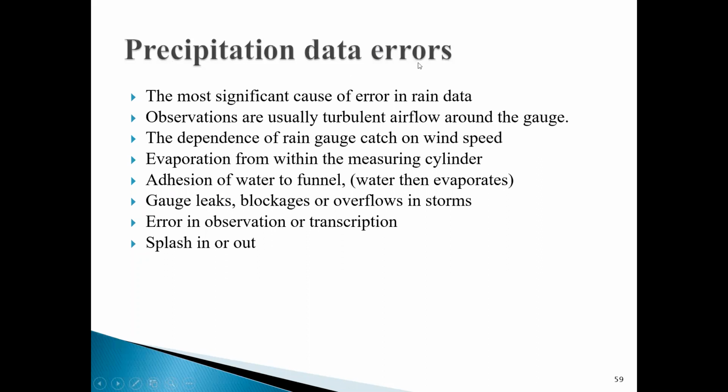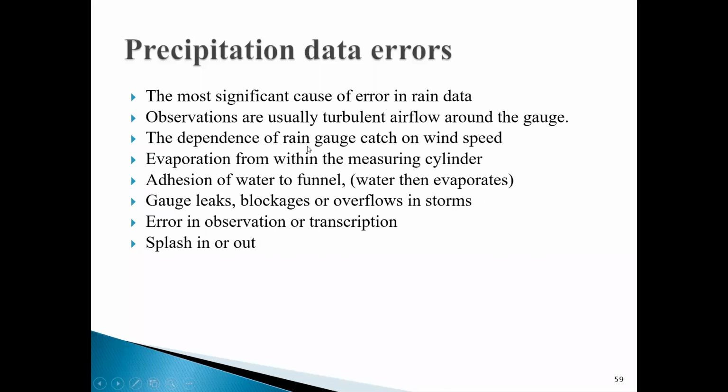The precipitation data errors: the most significant cause of error in rain data is the observations, which are usually affected by turbulent air flow around the rain gauge. Wherever there is a lack of observation or recording of the rainfall data, and wherever there is turbulent airflow around the rain gauge, it may affect the catch of the gauge. Hence, whatever data you collect has some error due to the observation and wind flow.